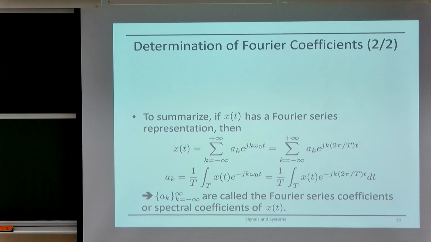So to summarize, you compute a_n by taking 1 over T, integrating from 0 to T, x of t e to the minus j n omega naught t dt. Okay.